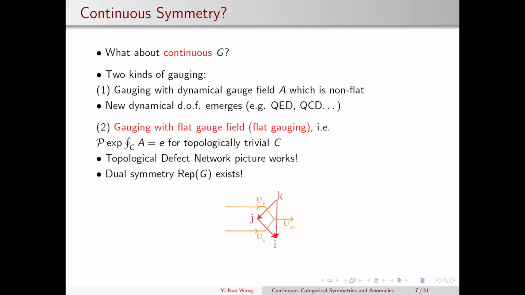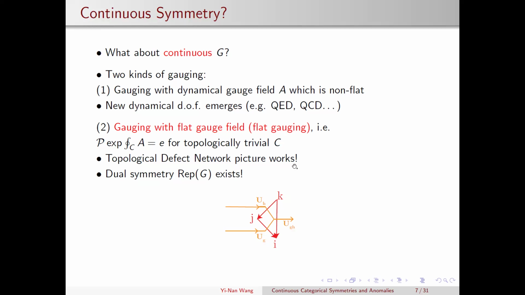And also, if you want to have a dual symmetry after gauging the continuous group G, only with a flat gauge field are the Wilson loops topological. In contrast, if you are working in QED or QCD, it's obvious that the Wilson loops are all non-topological, so that cannot generate your dual symmetry Rep(G). Only when we couple a flat gauge field to your system can you have a dual Rep(G) global symmetry.